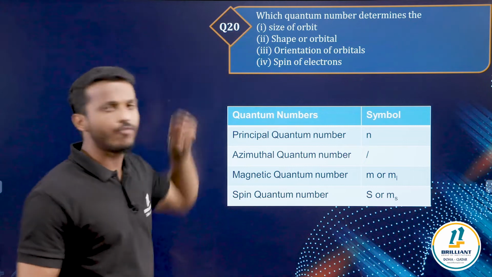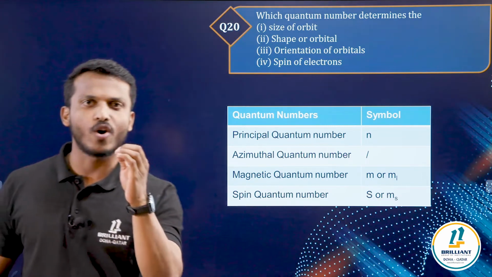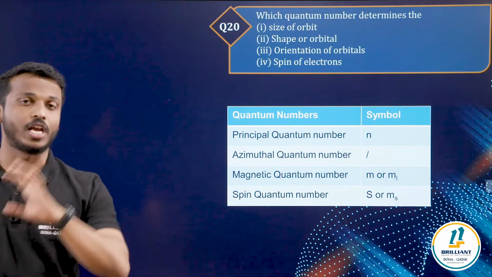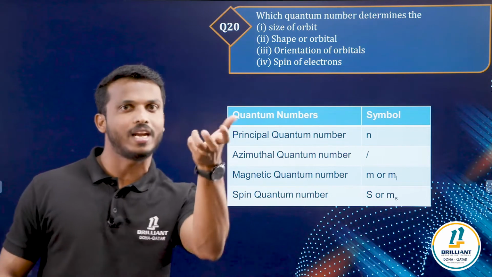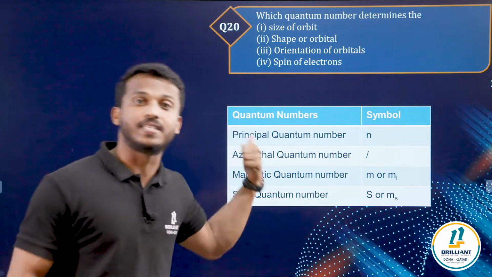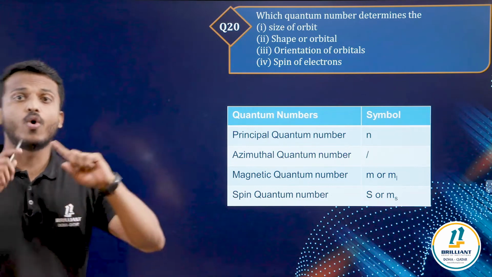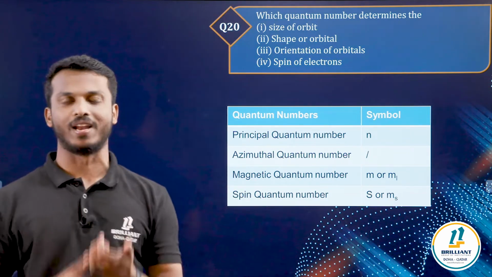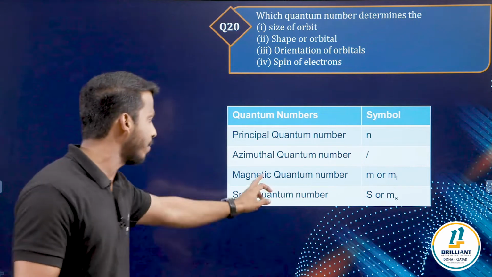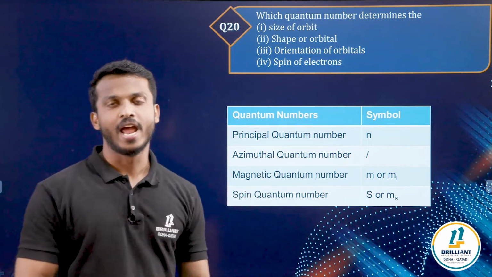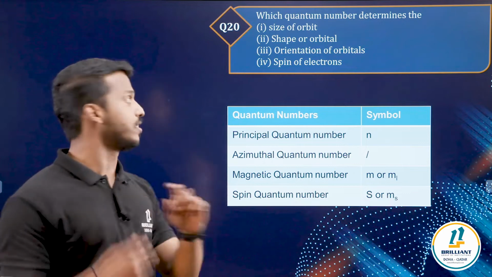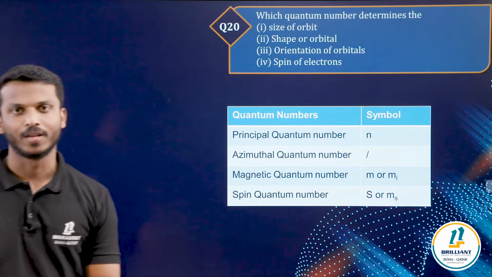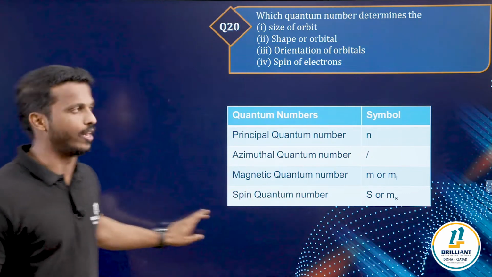And the shape of an orbital, the shape of the subshell, s, p, d, f subshell, is given by the azimuthal quantum number. And the orientation of the orbital, the alignment, the arrangement, is given by the magnetic quantum number. And the spin of the electron is given by the spin quantum number. These are the applications of the four quantum numbers. Question number 21.